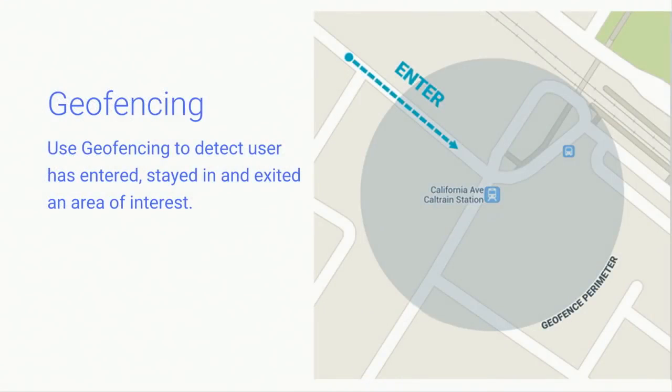On the other hand, if your application needs to trigger when the user enters or exits a given area, such as automatically turning off air conditioning when the user leaves home, you can use the geofencing API to detect the user has entered, dwelled, or exited an area of interest. As mentioned before, the geofencing API in Android O is 10 times more power efficient than the previous releases.